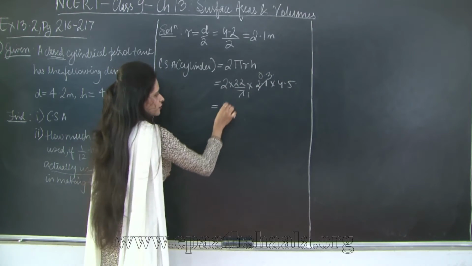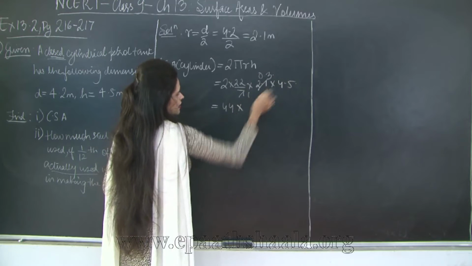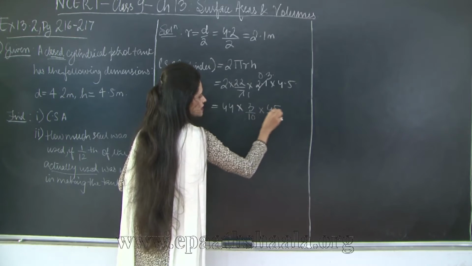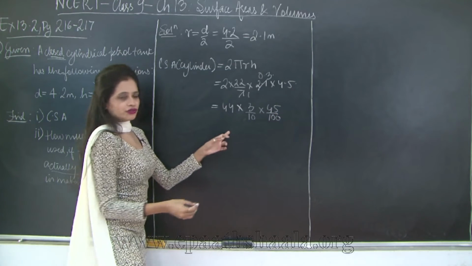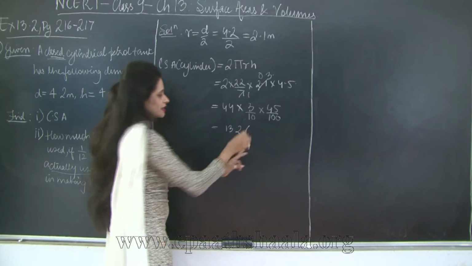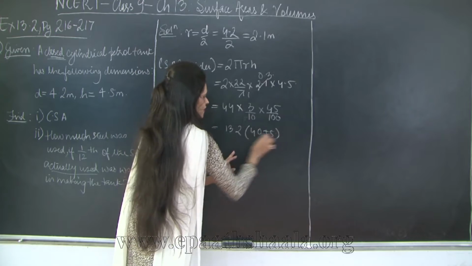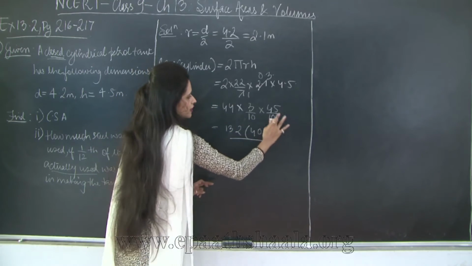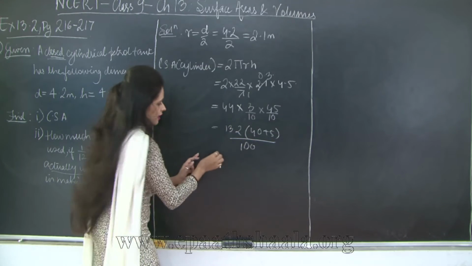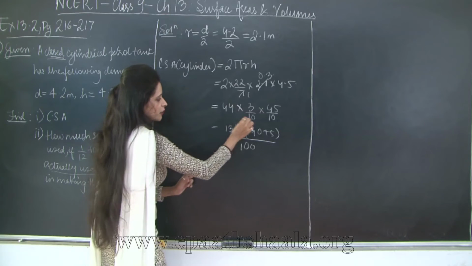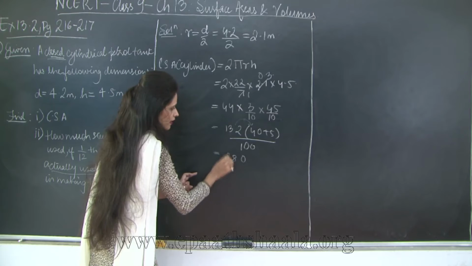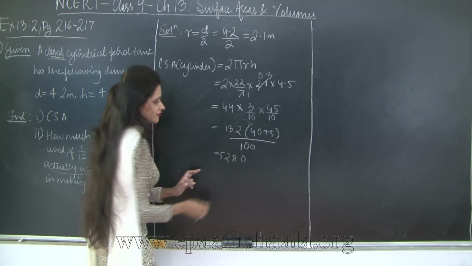So 2 into 22 is 44, and this 2.1 I am going to write as 21 upon 10 into 45 upon 10. So 44 threes are, let's find it out, 3 fours are 12, 3 fours are 12, 132, and 45 can be written as 40 plus 5. And this is upon 100, because I'm just removing one decimal place from each. So now let's calculate. I'm going to first multiply 132 by 40. So 0, 4 twos are 8, 4 threes are 12, 4 ones are 4, 5280.